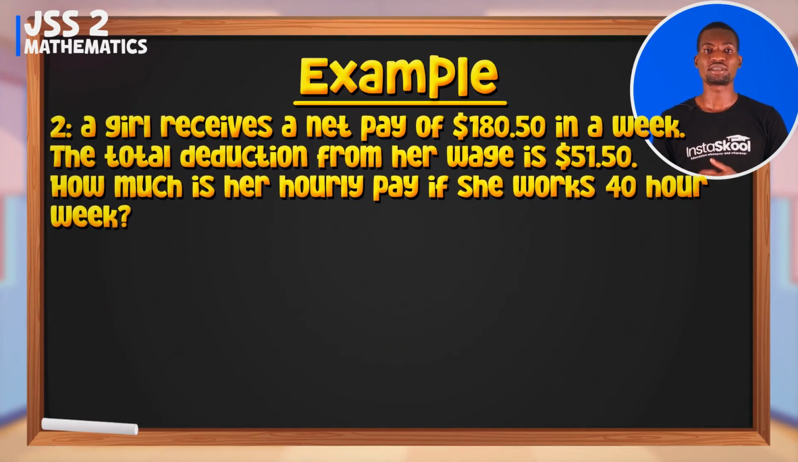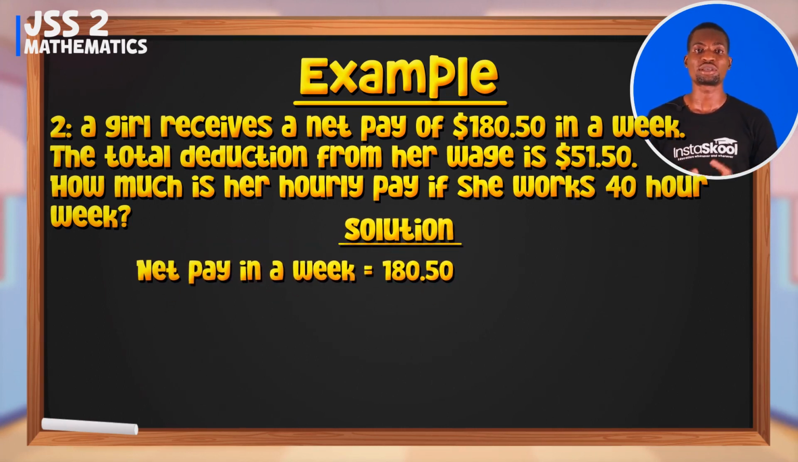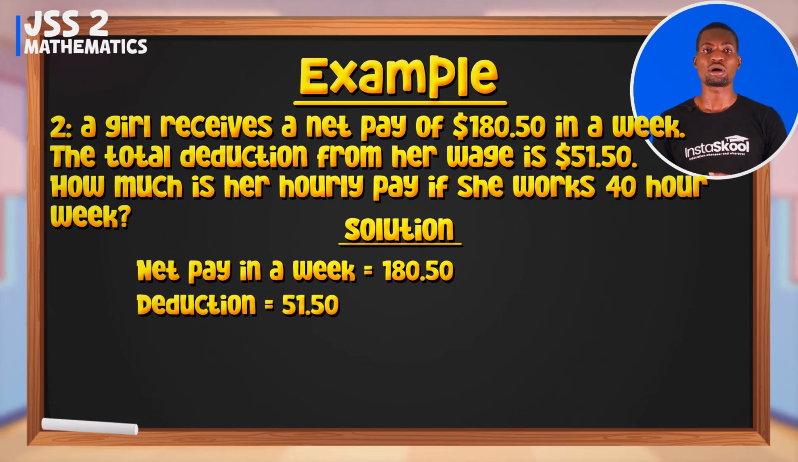The next example is this. A girl receives a net pay of $180.50 in a week. The total deduction from her wage is $51.50. How much is her hourly pay if she works 40 hours a week? Her net pay in a week is $180.50. Deductions were $51.50.